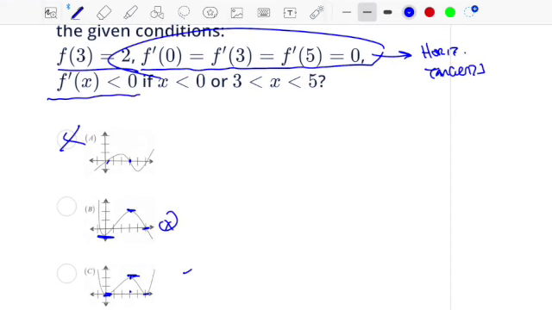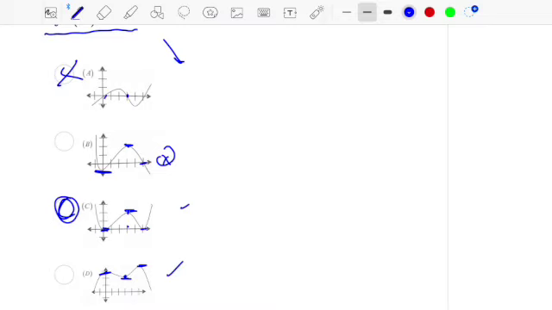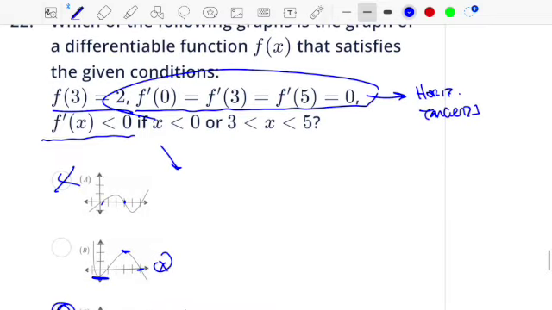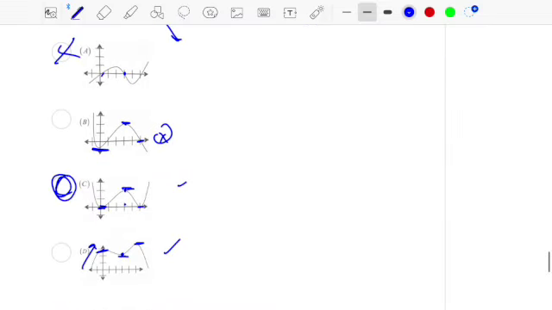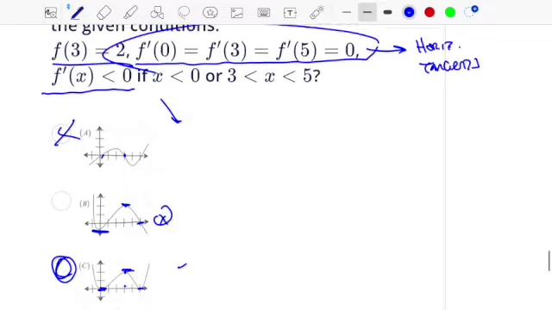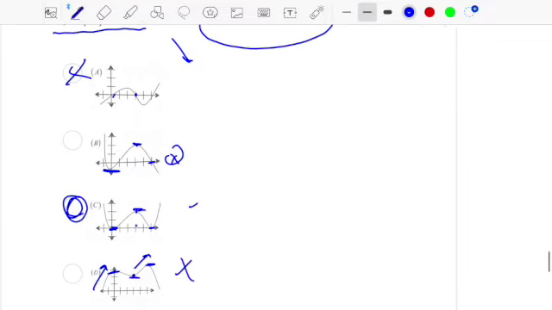f of x is less than 0, okay, so slope is going down. If x is less than 0, oh, it's got to be c, because that slope is going up. 3 is less than or equal to 5, and, well, that's going up again. So that last statement invalidates the last one. Letter C.